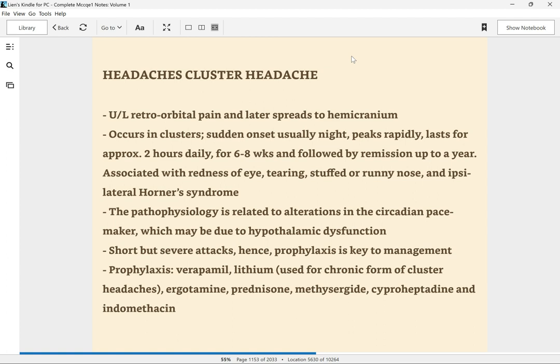Headaches. Cluster headache: unilateral retro-orbital pain that later spreads to the hemicranium, occurs in clusters, with sudden onset usually at night, peaks rapidly, lasts approximately 2 hours daily for 6 to 8 weeks, and is followed by remission of up to a year. It is associated with redness of the eye, tearing, stuffed or runny nose, and ipsilateral Horner's syndrome. The pathophysiology is related to alterations in the circadian pacemaker, which may be due to hypothalamic dysfunction. Attacks are short but severe, hence prophylaxis is key to management.